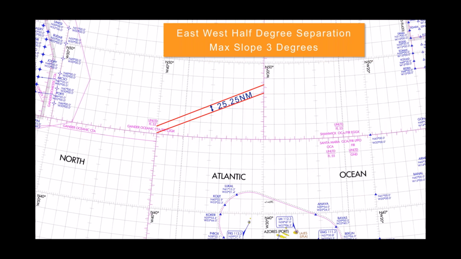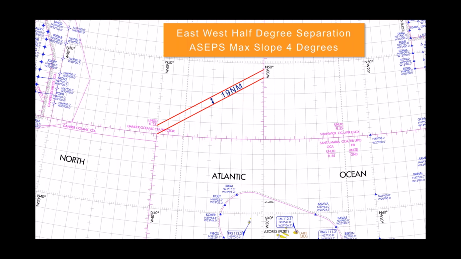The way they're going to achieve it: currently east to west operations in the track system are limited to 3 degrees of slope between waypoints. So every 10 degrees, you could see 3 degrees of slope. If you were going straight east to west, half a degree would be 30 nautical miles, but with that slope, it could be as little as 25.25. What they're going to do with 19 mile separation with ASEPS is allow that slope to be increased to 4 degrees, and that would be how they achieve 19 nautical miles of separation.